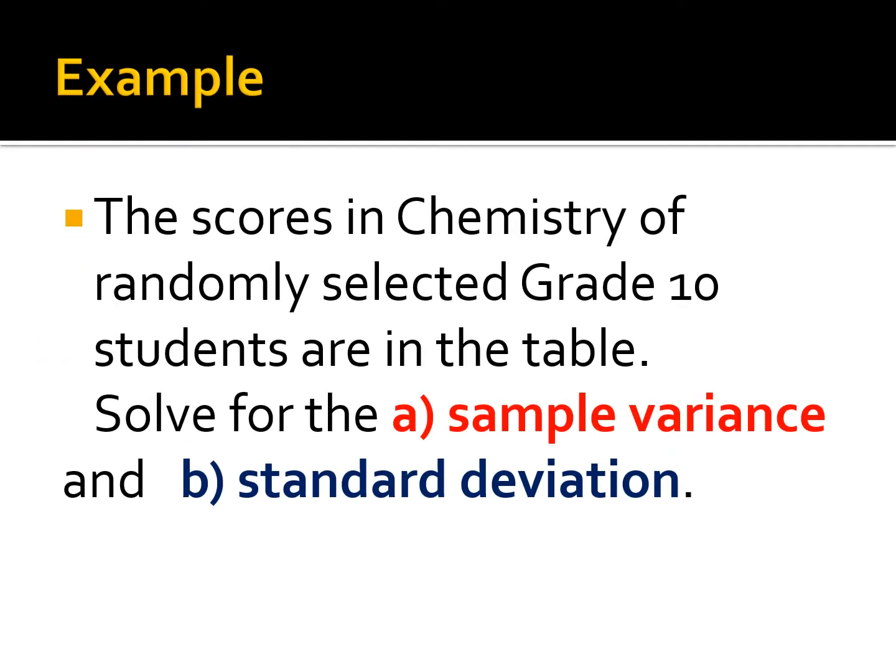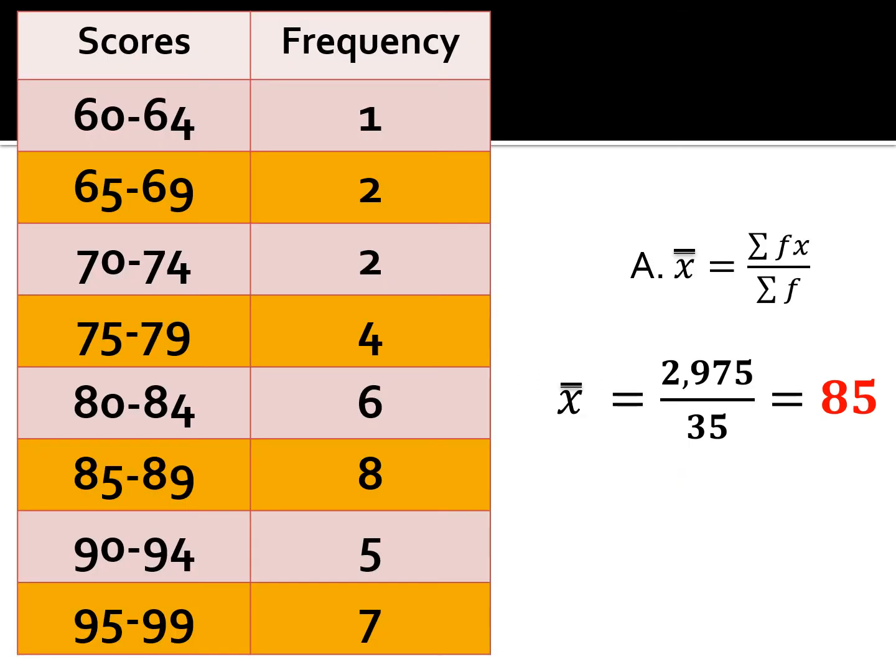Let's have this example. The scores in chemistry of randomly selected grade 10 students are in the table. Solve for the sample variance and sample standard deviation. So here is the frequency distribution table of our first given example. As you can see, we have intervals in here since it is a frequency distribution. So we have different classes.